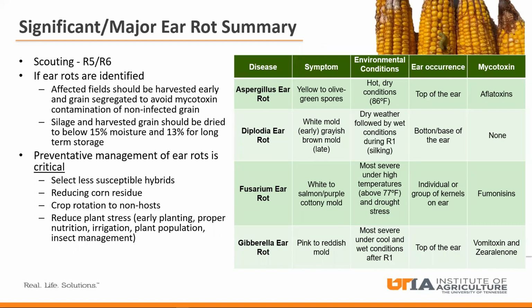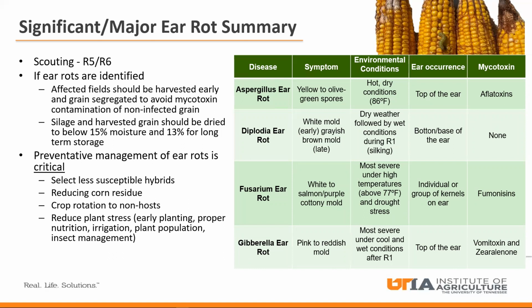So this is a summary table. This same summary table can be found in our UT Extension Managing Ear Rots and Mycotoxins publication. So here again, you'll want to start scouting. We've been talking about pre-harvest and pre-planting management. But here there are some things, once you find a field and you've identified what ear rot you have in there, that you can do post-harvest or getting ready to harvest.